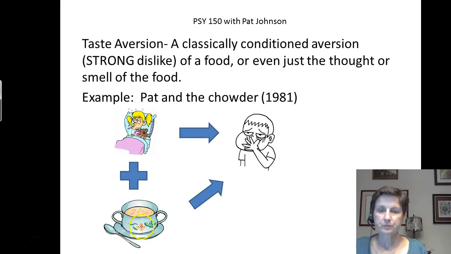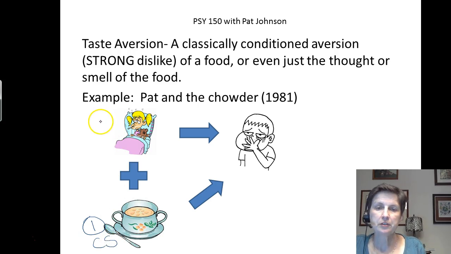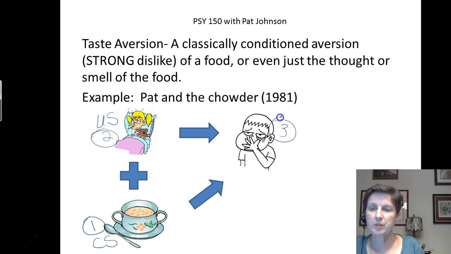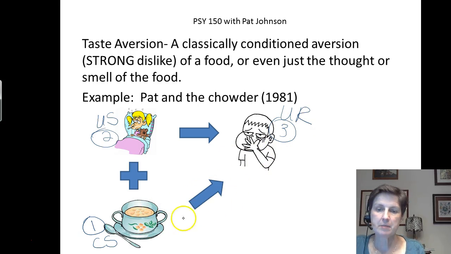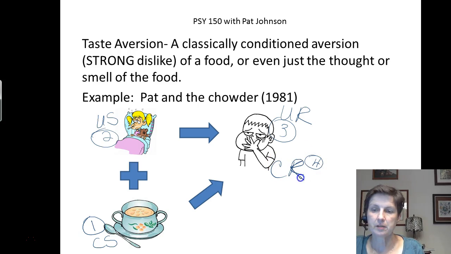So again, looks something like this. Chowder came first, and that was the conditioned stimulus that used to be neutral. Then I got the flu, which would be the unconditioned stimulus. That happened next. I got nauseous with the flu, and that would be our unconditioned response. And then chowder makes me nauseous, so that would be the conditioned response, number 4.